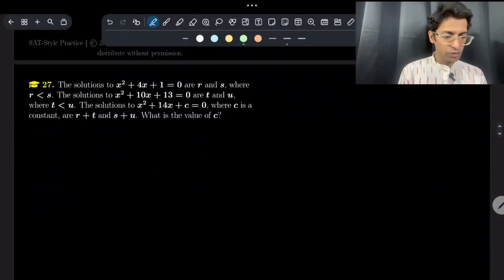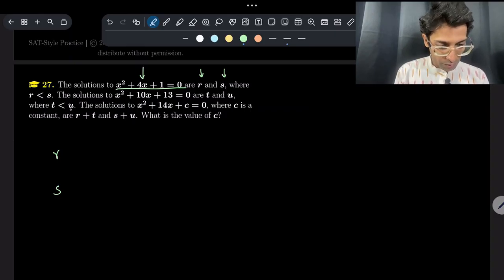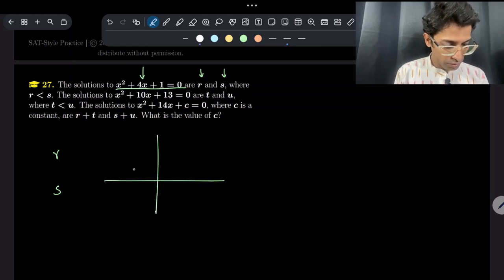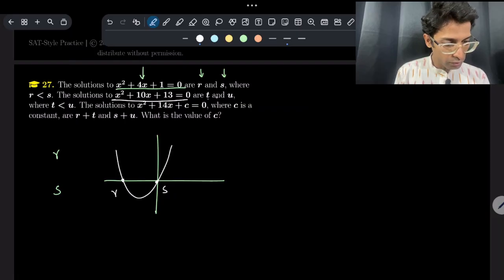The solutions to x square plus 4x plus 1 equal to 0. R and S are the solutions, and R is less than S. So if the graph is like this, R should be here and S should be here because R is less than S. Now, what about the next one? The solutions to this are T and U.